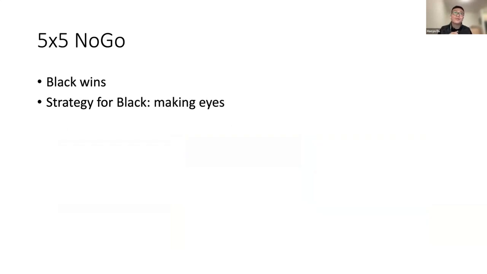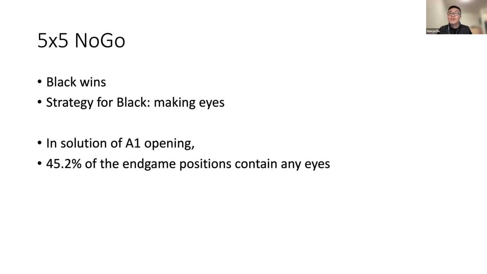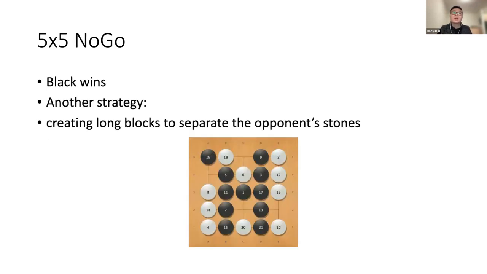In 5x5 NoGo, the black player wins. A useful strategy is making eyes. It is not a surprise because, after all, NoGo is a very similar game to Go in many concepts. We found that in a solution of the A1 opening, 45% of the endgame positions contain eyes. This number confirmed that making an eye is indeed a useful strategy. What really surprised us is that often the black player can win without them.